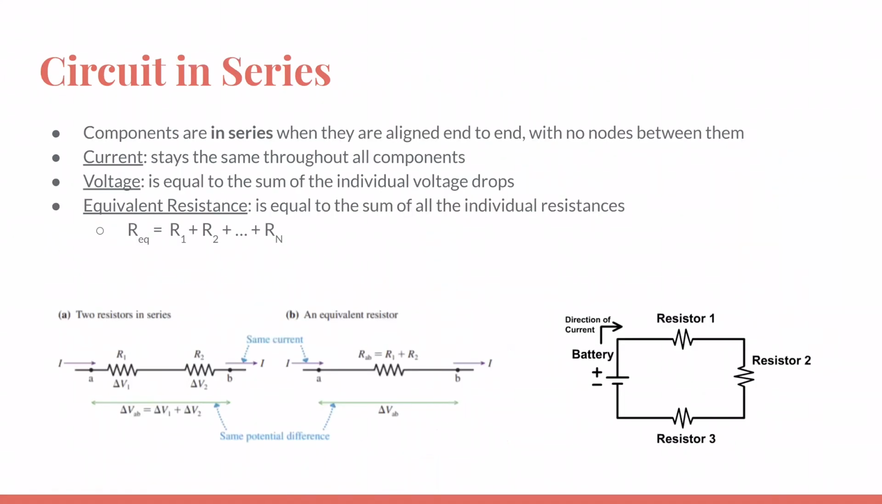Alright, so circuits in series. When components are in series, they are aligned end to end, with no nodes in between them. The facts about circuits in series are that current will stay the same throughout all components. Voltage is equal to the sum of the individual voltage drops, and the equivalent resistance is equal to the sum of all the individual resistances. So our equivalent resistance, for example from the picture in A, with two resistors in series, would just be R1 plus R2.